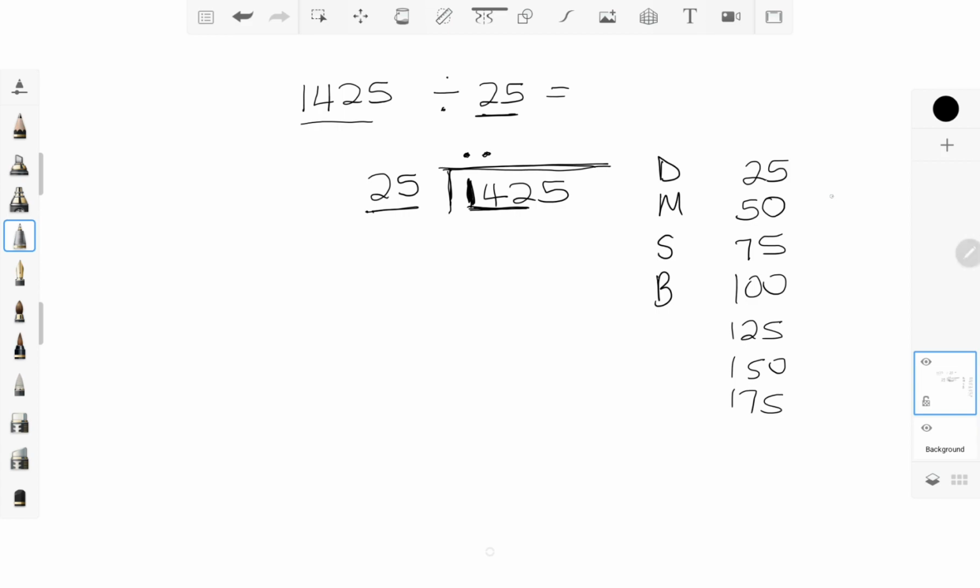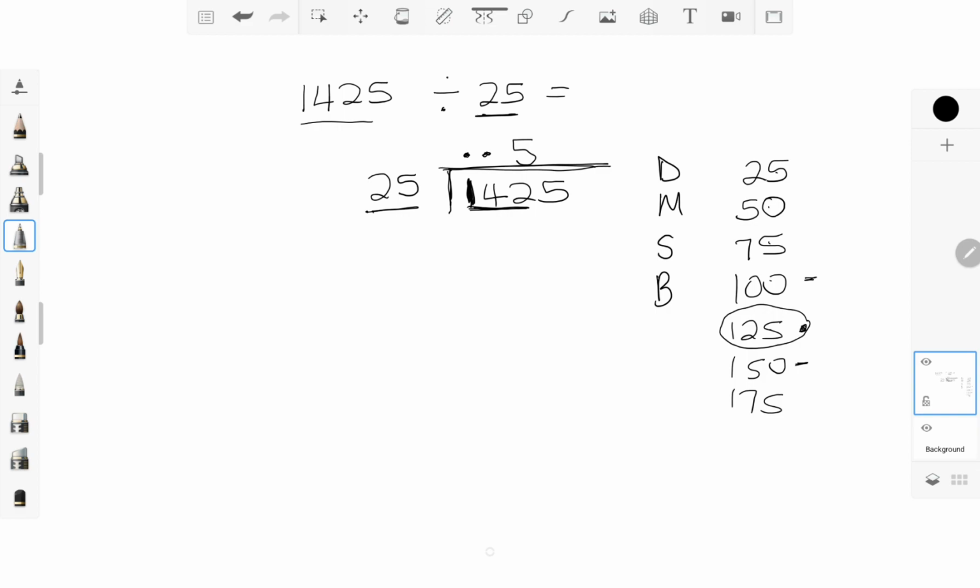Now I look for the closest multiple, right? 25, 50, 75, 100. 100 is too far from 142. 125, right? Looks like a multiple that can work. 150 also can't work because it is too far from 142. So the correct multiple here will be 125. How many times? 1, 2, 3, 4, 5 times.